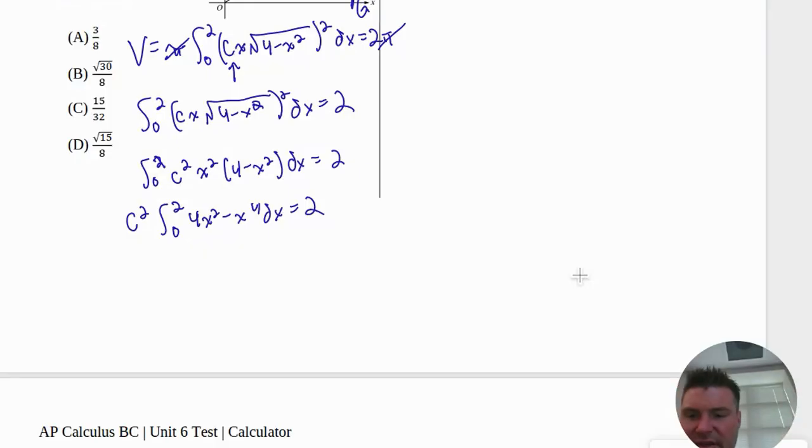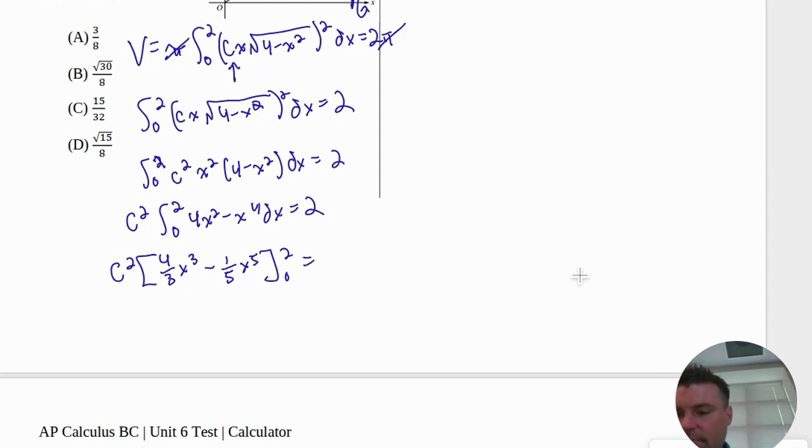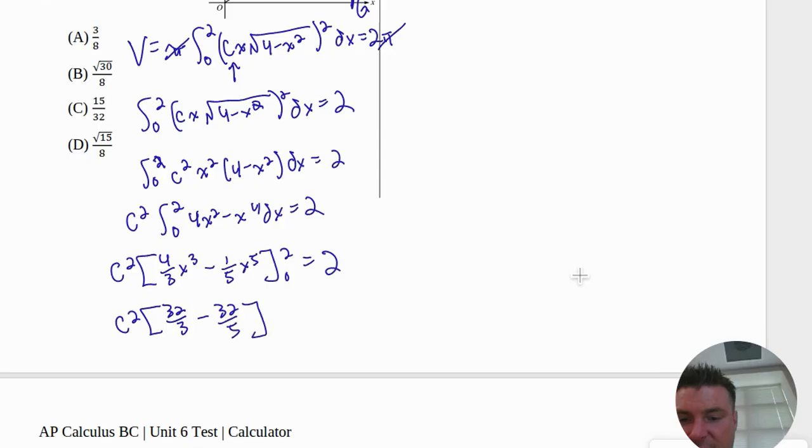We'll square root both sides first for c. But anyway, c squared is going to be, let's check my work here. Yeah, 4/3 x cubed minus 1/5 x to the 5th, evaluated from 0 to 2 equals 2. Substituting in 2, we're going to get c squared times, what's nice is when you plug in the 0, it's going to 0 out for the second part, so I'm just going to plug in the 2 here. I'm getting 32/3 minus 32/5 equals 2.